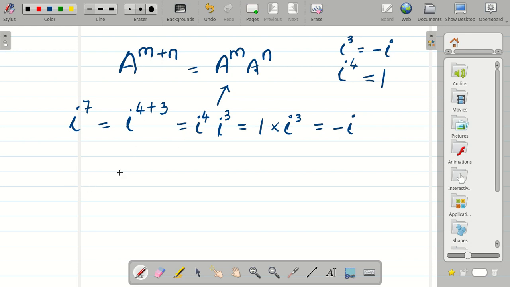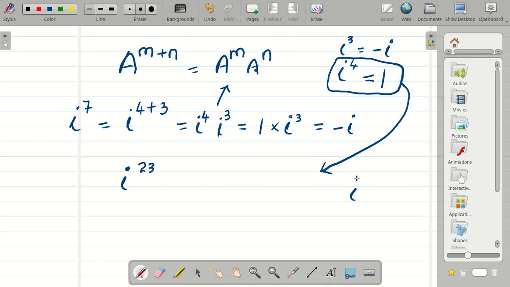Now we go for the trick. Suppose you want i to the power, let's say 23. The trick is, give me any number which is less than 23 and a multiple of 4. The logic is very simple. What is i to the power 4? i to the power 4 is 1. And since i to the power 4 is 1, i to the power any multiple of 4 will give you 1. So if you want i to the power 23, the easiest method is to find the number just less than 23 but a multiple of 4.